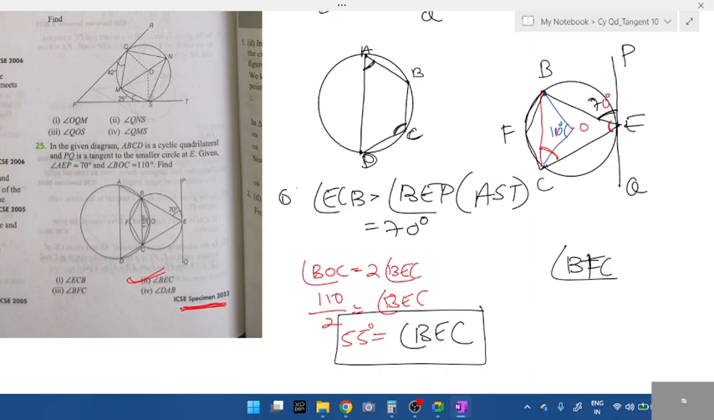Where was the tangent given? Tangent was given for the smaller circle or for the bigger circle? Smaller circle. So remember, whenever tangent is given, split that smaller circle and bigger circle. In the smaller circle itself, you'll get 2 or 3 answers: alternate segment theorem, cyclic quadrilateral, or sometimes you might get even an isosceles type question.